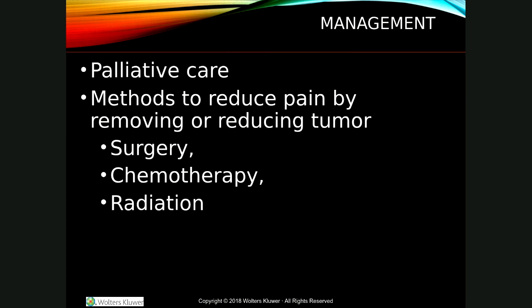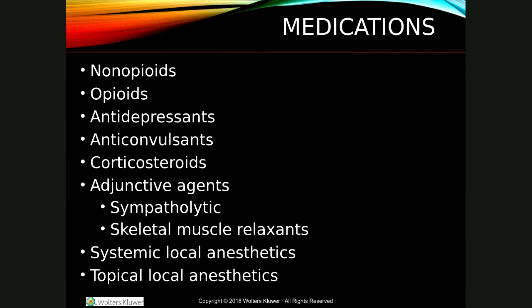Palliative care: there are various methods to reduce that, like we talked about. Surgery, chemotherapy, or radiation can help to remove or reduce a tumor. Medications that are frequently used for treatment are opioids, antidepressants, anticonvulsants, corticosteroids, muscle relaxants, and topical anesthetics. These are all medications that can be used to help with the pain.